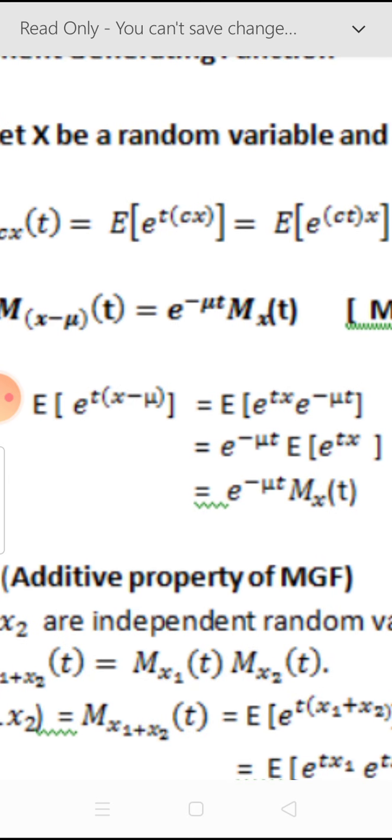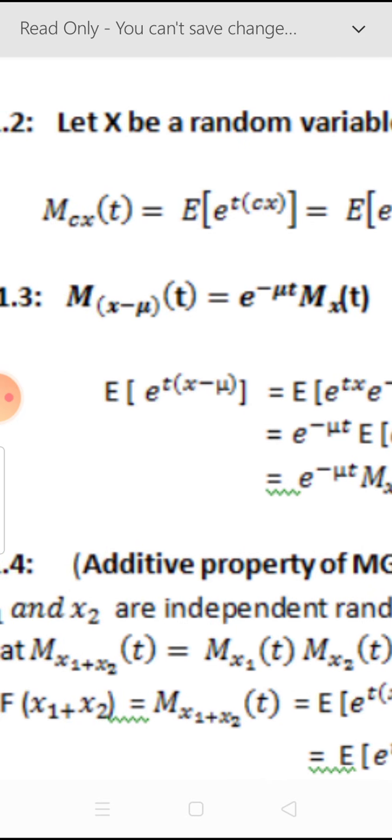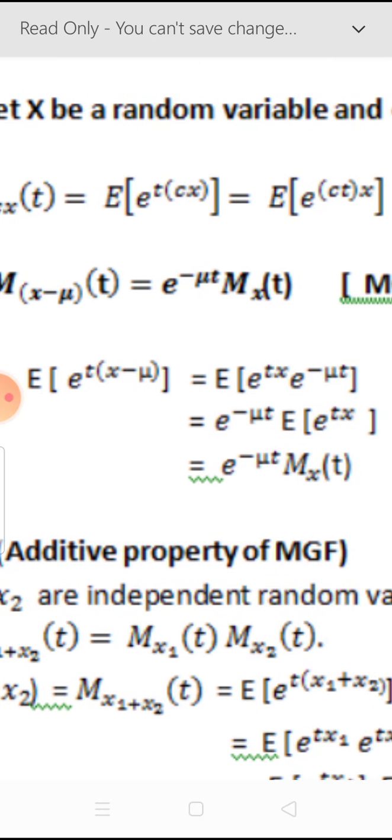We replace e power t(X minus mu), which can be written as e power tX into e power minus mu t. Now you take e power minus mu t outside and take expectation for e power tX. E of e power tX is nothing but, again from the definition, it is M_X(t). So therefore we have found the moment generating function about the mean mu is nothing but e power minus mu t into the moment generating function of the random variable X with respect to t. That is e power minus mu t into M_X(t).